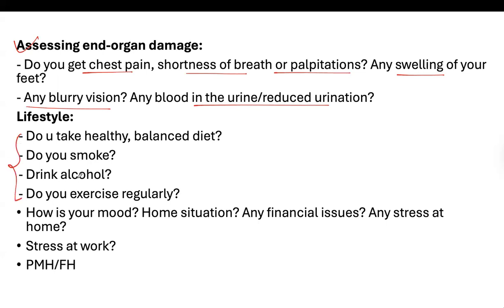Then quickly find out about their lifestyle. So do you take a healthy diet? Do you smoke or drink alcohol? Do you exercise regularly? How is your mood these days? How is the home situation? Any financial issues? Any stress at home or work? This is always important in a hypertension patient.